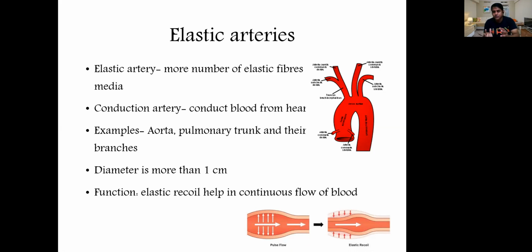So this dilatation of the vessels creates potential energy within the artery. So when the heart comes into its diastolic phase, the artery comes back and regains its normal position. When it is regaining its normal position, it tries to push the blood which is present there. Because of this, the blood flows continuously through the artery, and the reason is the elastic recoil. And the elastic recoil is one of the functions of the elastic artery.